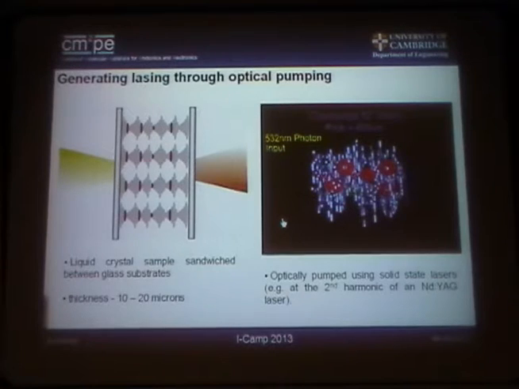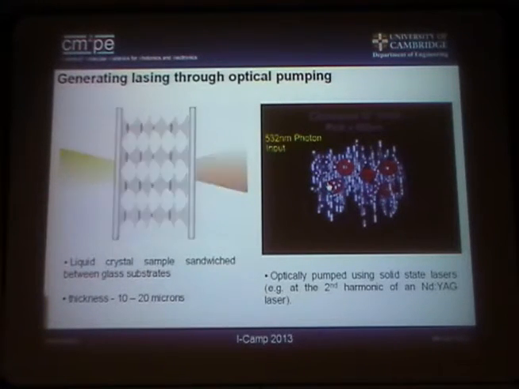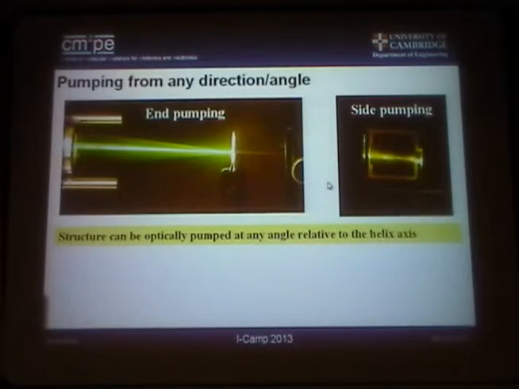So these donut-shaped things are supposed to represent the dye. You pump with the 532 nanometers, the second harmonic of the YAG laser, and then provided you've got everything matched up nicely, you should have emission at slightly longer wavelength, corresponding to where the band edge is, overlapping with the fluorescence curve. As Harry said in his slides, one of the nice things about this is that the emission is always along the helix axis, and so it doesn't actually matter where you pump from.